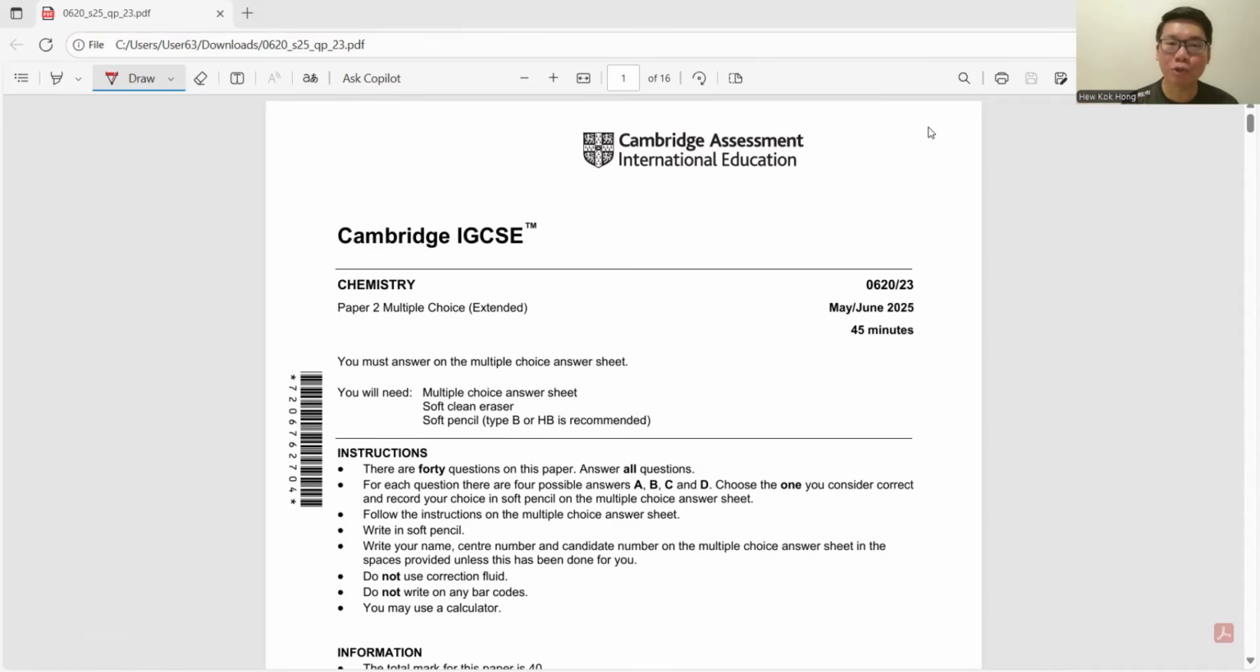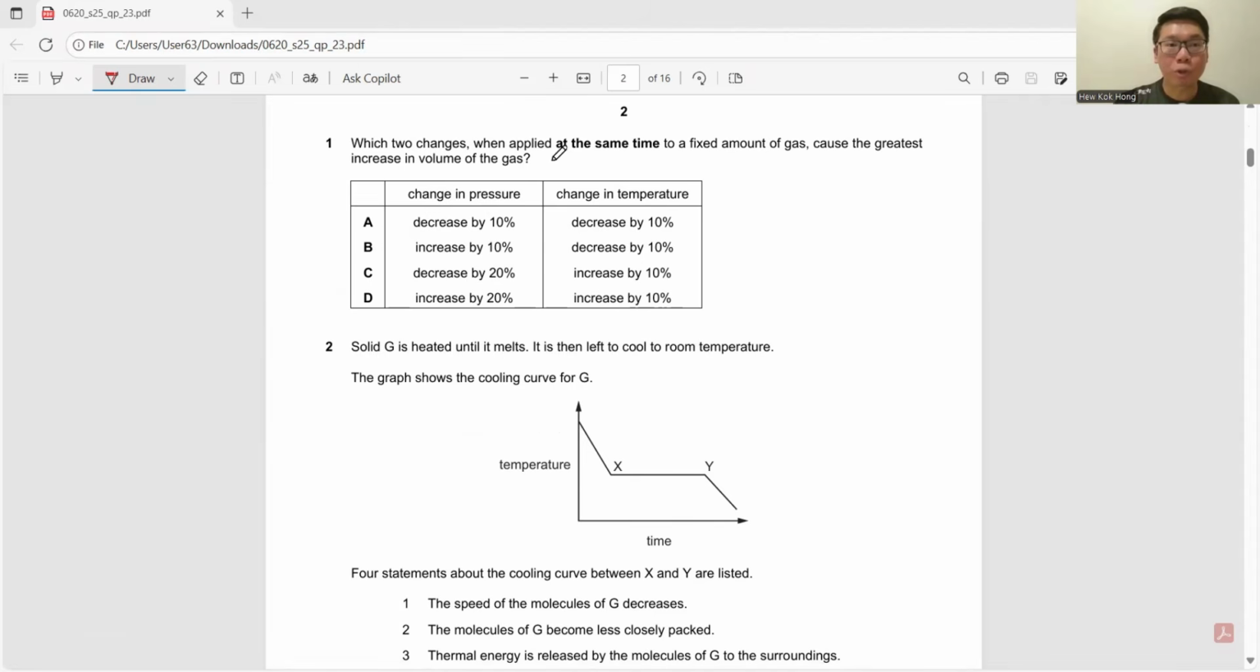Today we'll go for Chemistry Paper 2, Variant 3 for May June 2025. Let's go. Question 1. Which two changes when applied at the same time to a fixed amount of gas cause the greatest increase in the volume of gas?